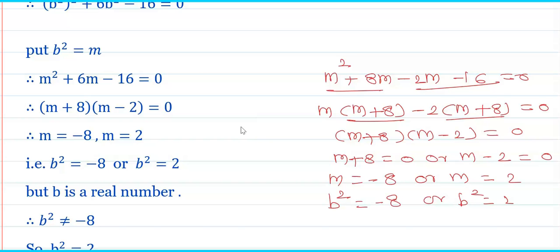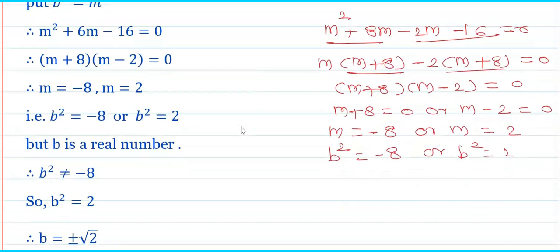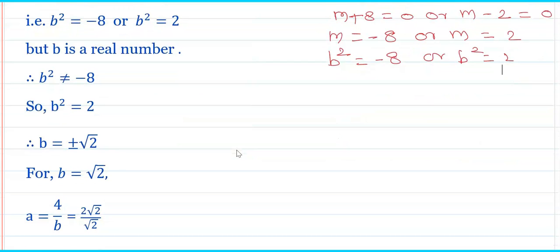The square of any real number is always positive. Therefore, b square is equal to minus 8 is not possible. Therefore, b square is equal to 2. Taking the square root on both sides, b is equal to plus or minus root 2.